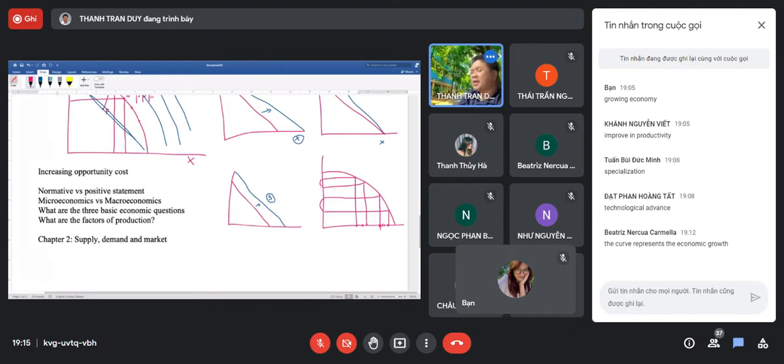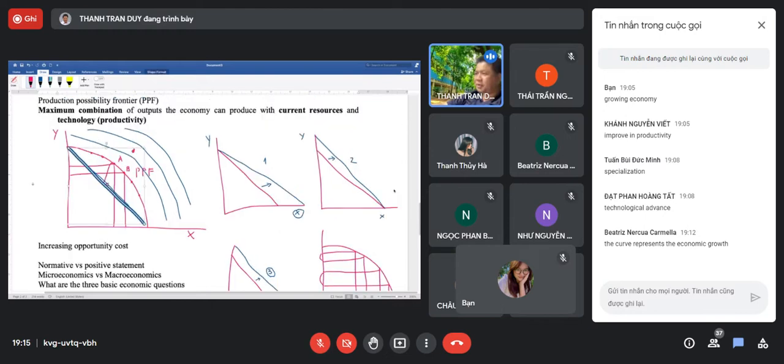It's okay. Now, the question in the exam may ask you like this, and if you understand it, you can do it better. Is it okay? So that's the PPF curve. Sometimes it gives you the diagram and says, what is the reason why the curve is shaped like this?